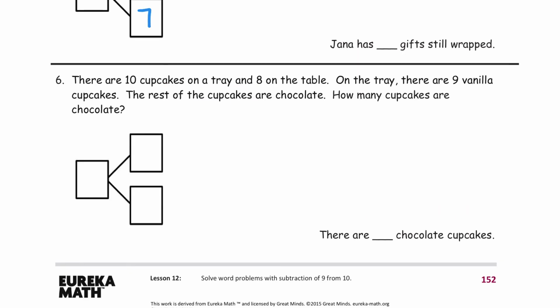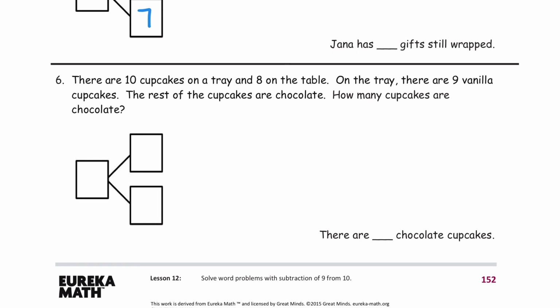All right, welcome back, boys and girls. Let's take a look at number 6. There are 10 cupcakes on a tray and 8 on the table. On the tray, there are 9 vanilla cupcakes. The rest of the cupcakes are chocolate. How many cupcakes are chocolate?